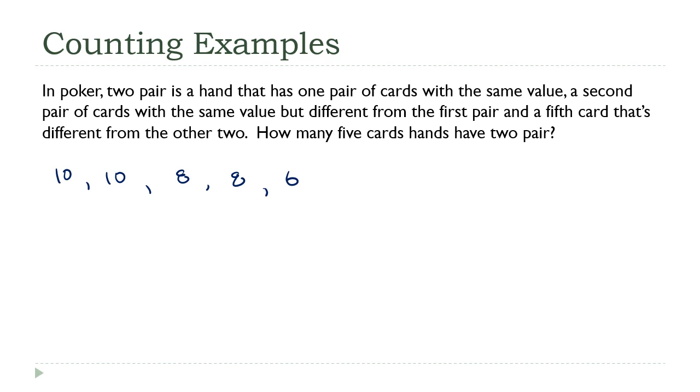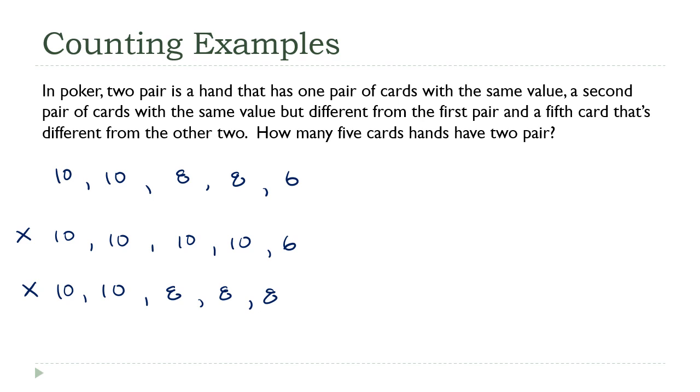So for example, we couldn't have a situation where the 2 pairs have the same value. This is no good. It's actually a different hand. It's called 4 of a kind. We also can't have a situation where that 5th card has the same value as one of the other pairs, because again, that's a different hand. It's called a full house. So all of those rules are really just meant to rule out those special cases.